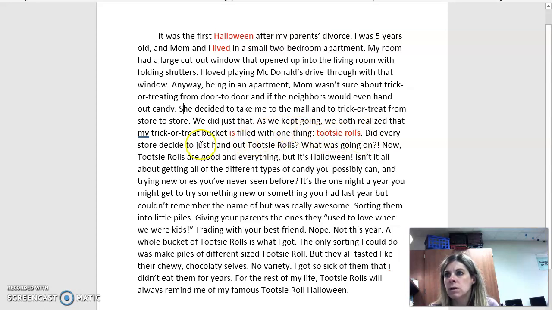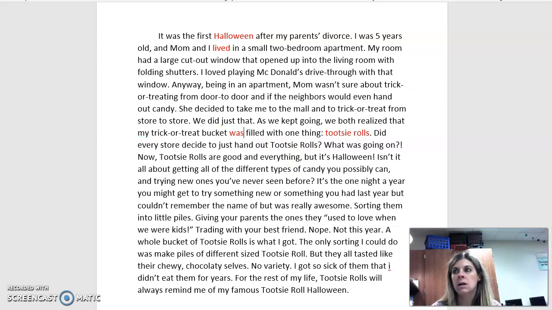As we kept going, we both realized that my trick-or-treat bucket is filled with one thing. Okay, is not correct because is present tense. And this story happened when I was 5, a long, long time ago. So I need to make it past tense to make it make sense. So then it should be was. My trick-or-treat bucket was filled with one thing. Okay, because the whole thing is in the past tense, then the whole story needs to be in the past. Do your best with that. If it's tricky, we can work on that together. Was filled with one thing.